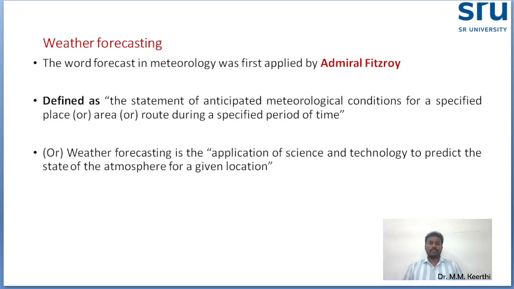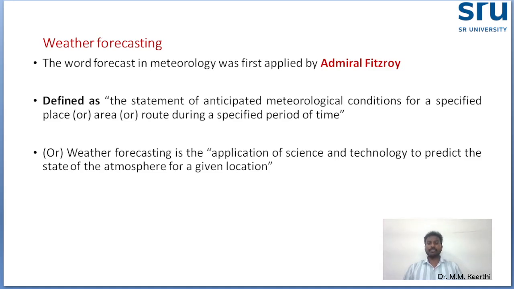So, first, what is meant by weather forecasting? The statement of anticipated meteorological conditions. We have to predict the weather for a specified place or area or any route during a specific time. That is called weather forecasting.